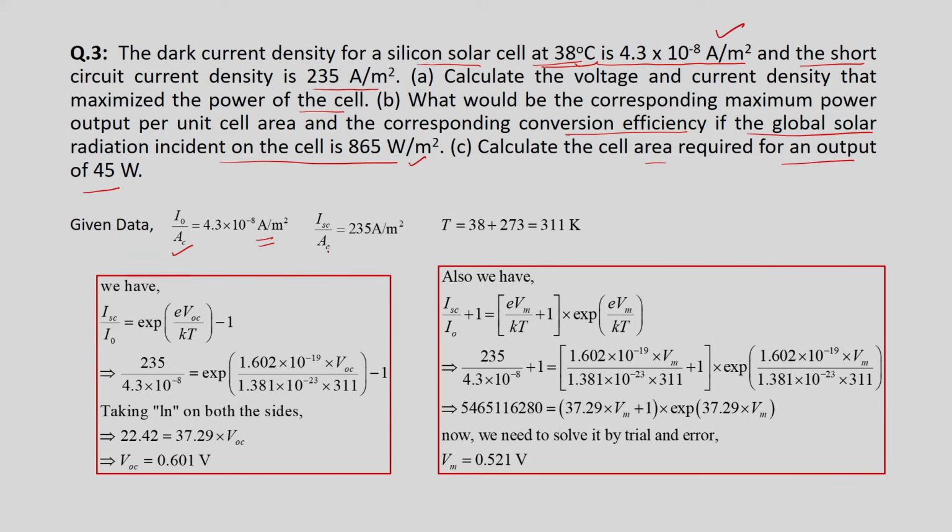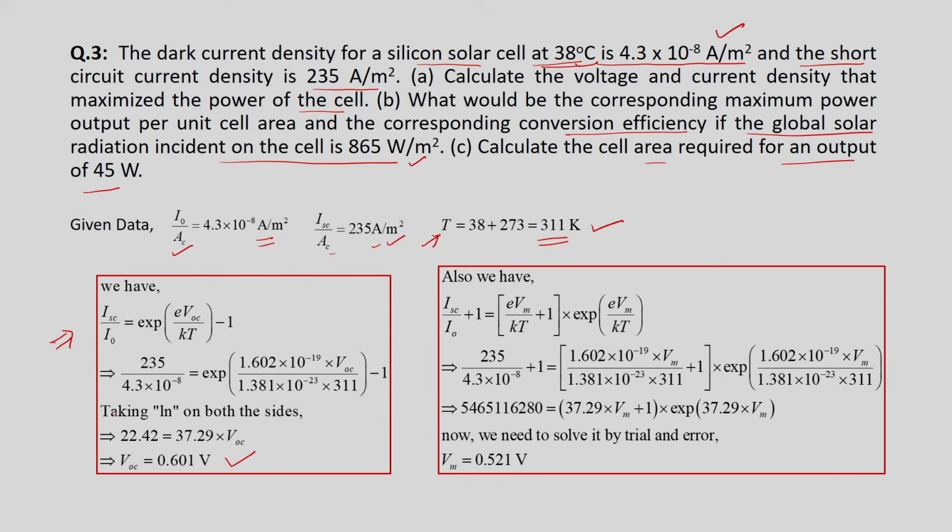And ISC by AC is given as 235 ampere per meter square, and the temperature, since we need to convert this centigrade to Kelvin, we add 273, so it will be 311 Kelvin. Our relationships are valid only when temperature is in Kelvin. Already we have those expressions derived: ISC by I naught is exponential of eV naught by kT minus 1. By using this expression, we can calculate the open circuit voltage VOC.